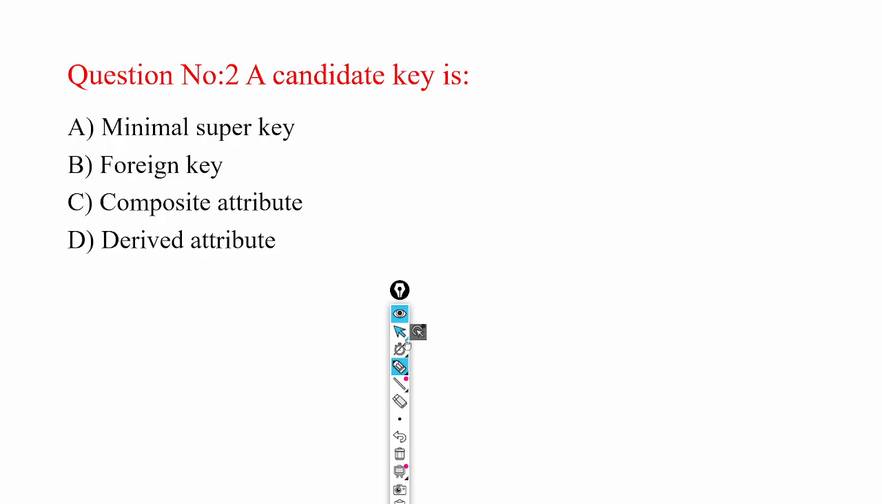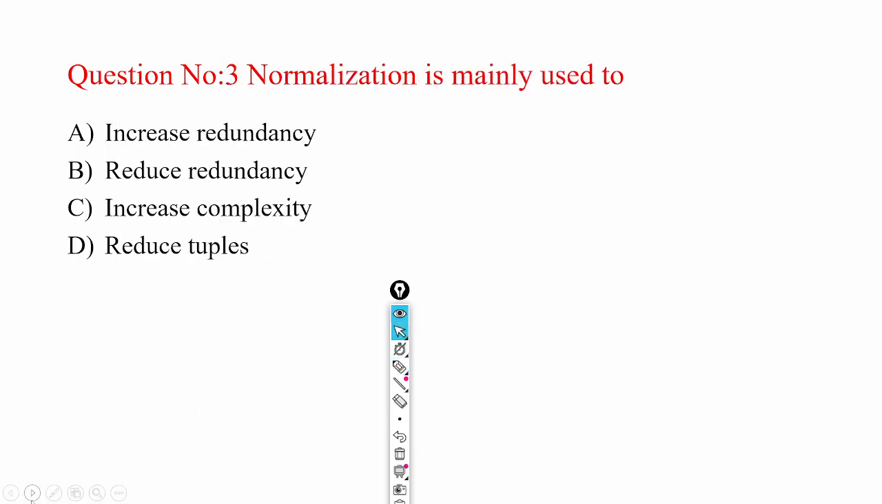Going to question number 3. Normalization is mainly used to: option A, increase redundancy; B, reduce redundancy; C, increase complexity; D, reduce tuples. The correct answer is option B, reduce redundancy.